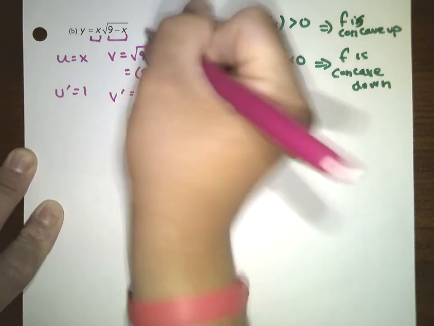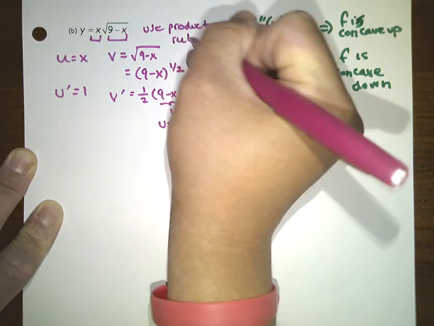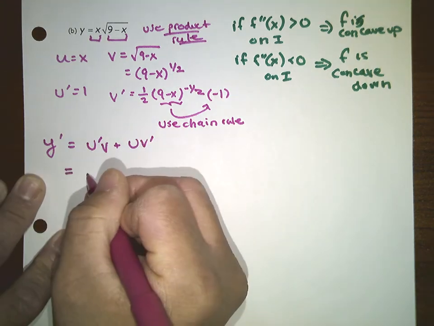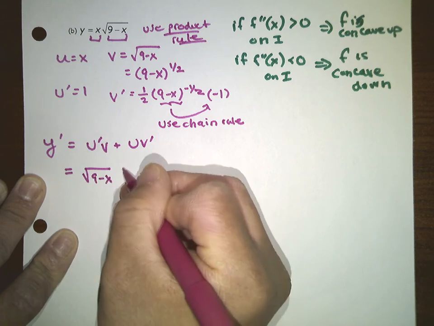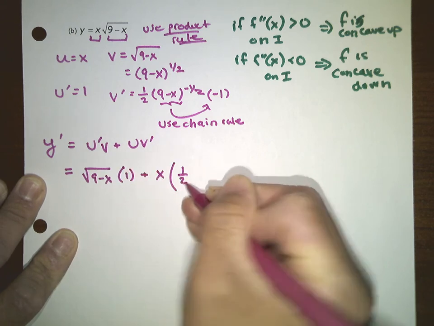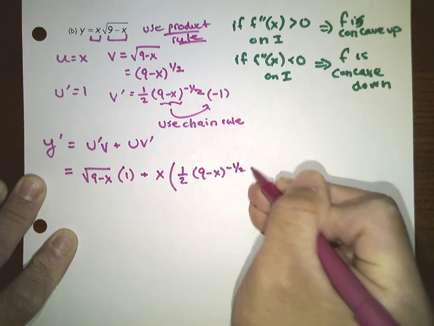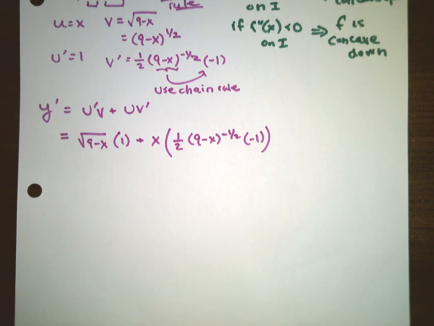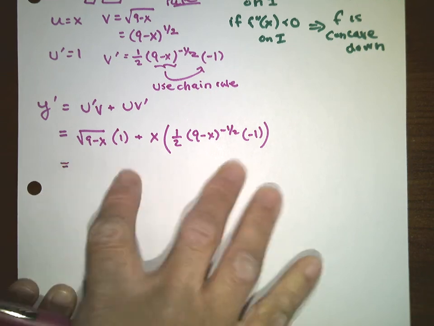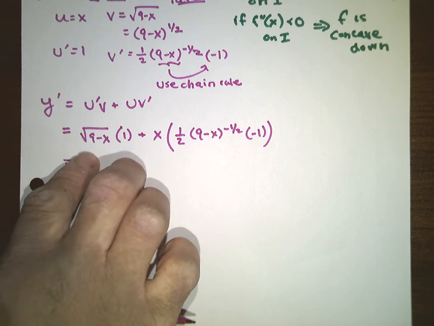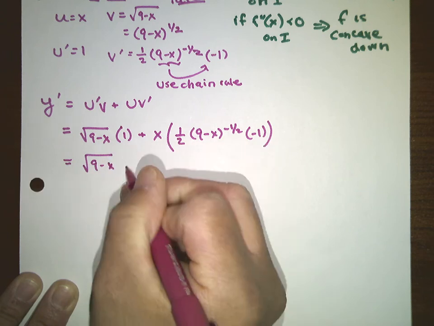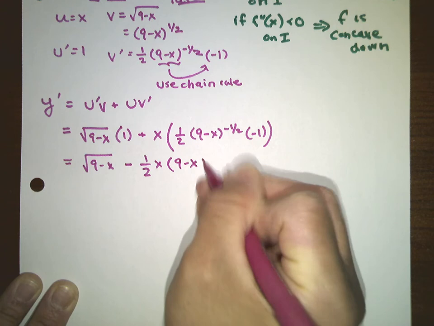So then using the product rule, y prime is u prime v plus u v prime. So in that case, it will be square root of 9 minus x times 1 plus x times 1 half times 9 minus x to negative 1 half power times negative 1. And I might want to simplify this a little bit, but it is up to you, because the fact of the matter is that we still have to find the second derivative anyway. So if I at least multiply square root of 9 minus x times 1 to get square root of 9 minus x, then we have minus x over 2, or minus 1 half x times 9 minus x to the negative 1 half power.